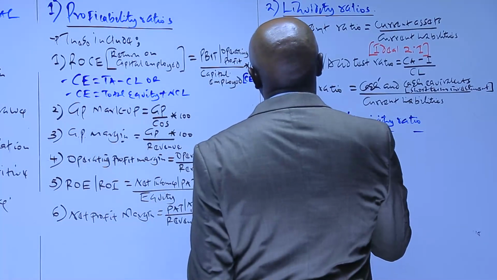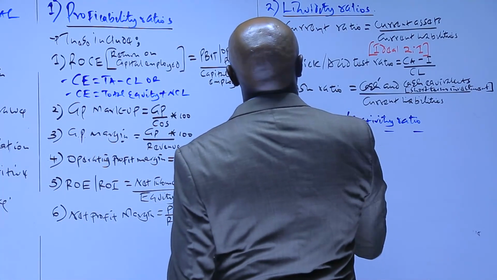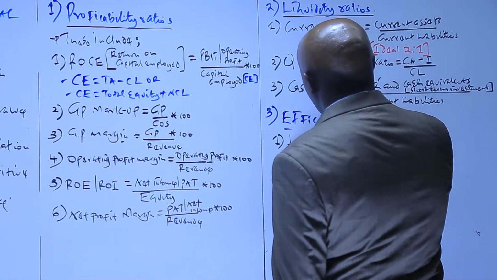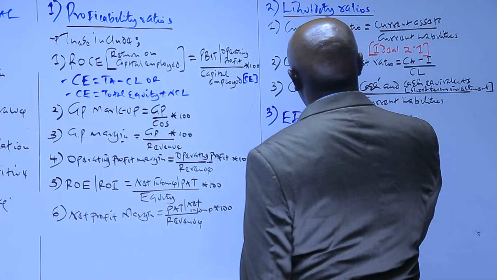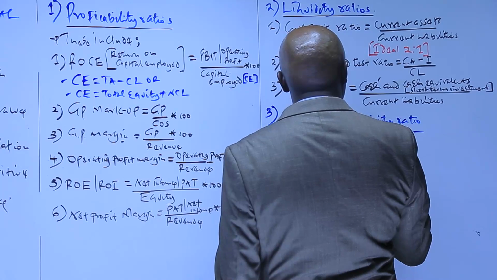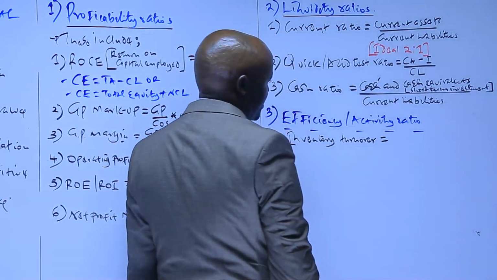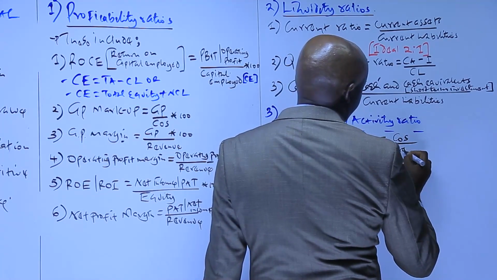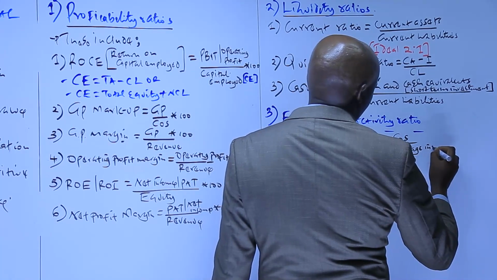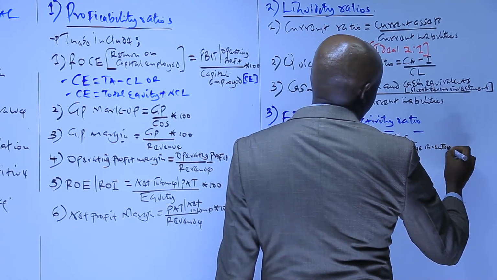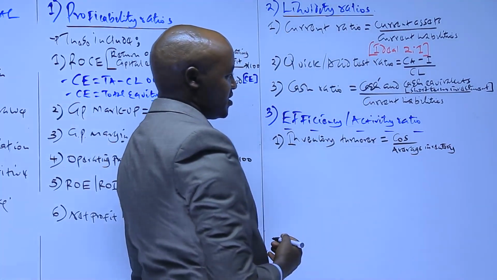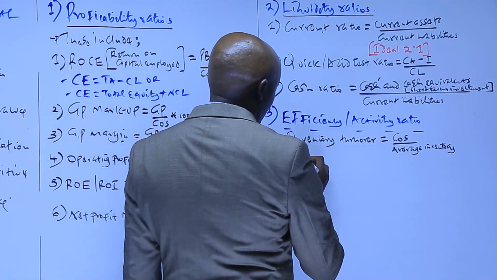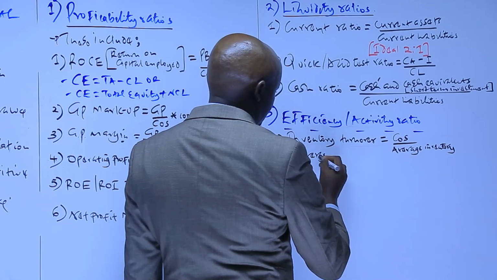In this case, we have a number of efficiency, or activity, ratios, which include the inventory turnover ratio. This one is computed by taking the cost of sales divided by average inventory. The cost of sales is something which will already be given to you in the income statement. Then average inventory.